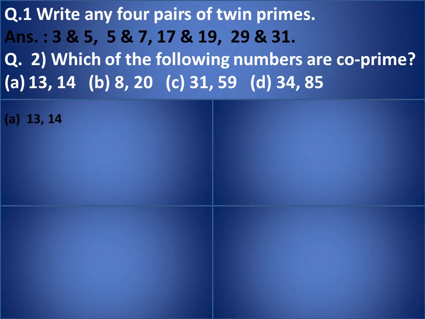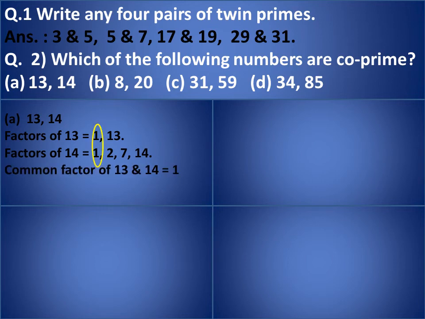So first we solve A, 13 and 14. We know that the factors of 13 are 1 and 13. And we also know that the factors of 14 are 1, 2, 7 and 14. So the common factor of 13 and 14 is 1. So they are co-prime numbers. Let's solve the next question.